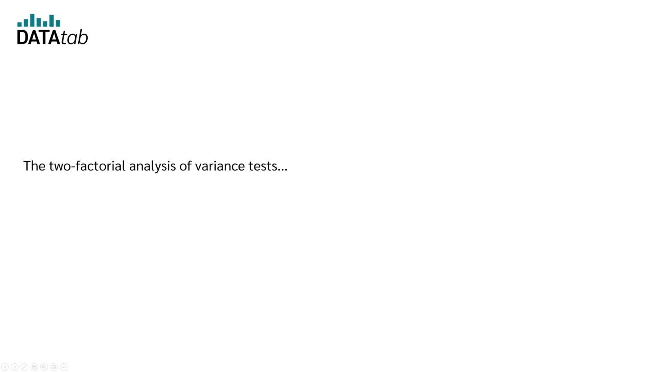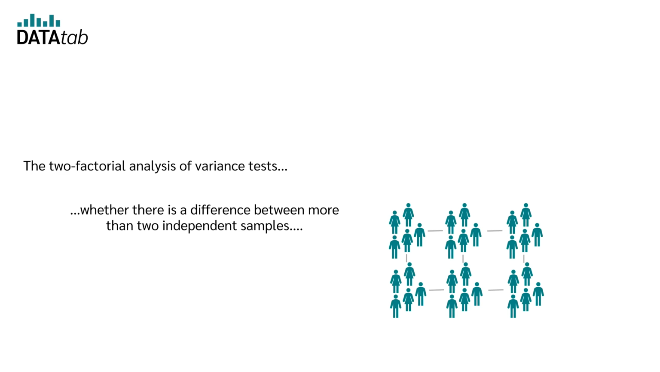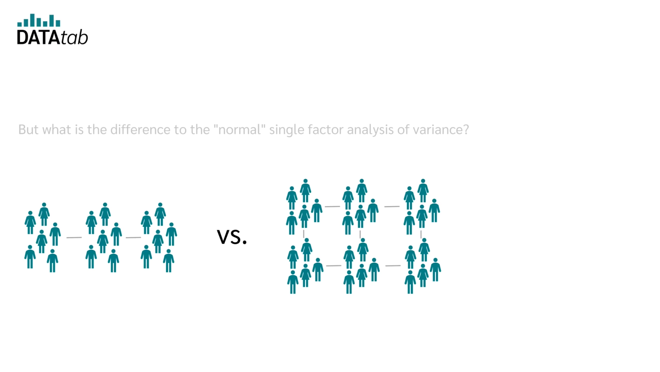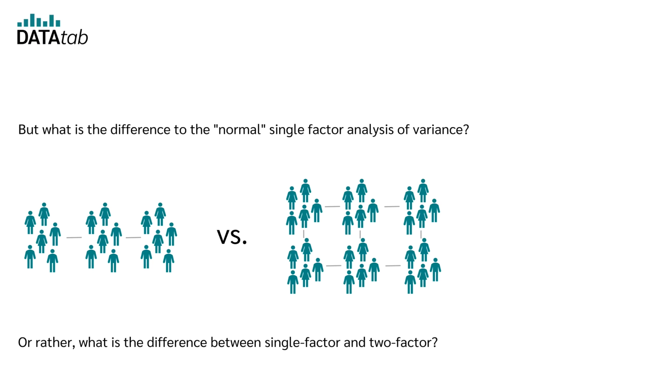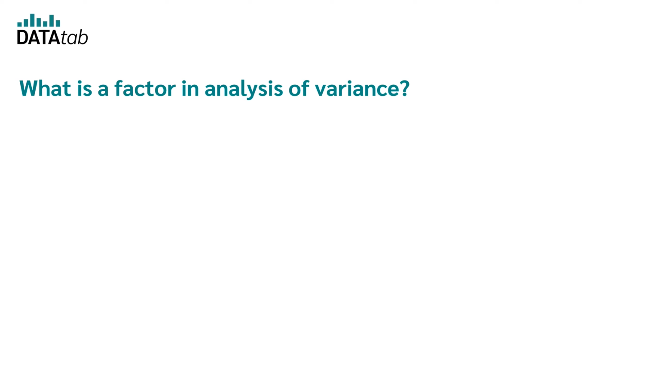The two-factor analysis of variance tests whether there is a difference between more than two independent samples divided between two variables or factors. But what is the difference to the normal one-factor analysis of variance? Or what is the difference between single factorial and two-factorial? Let's start with the question of what a factor actually is.